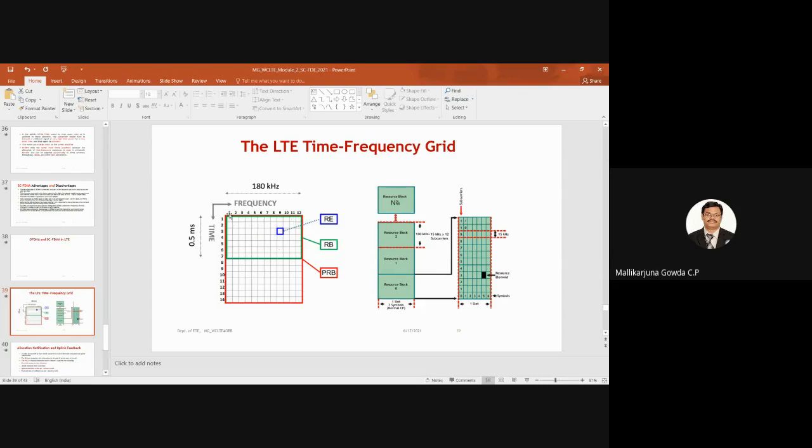And see these 14 OFDM symbols, no? In that, I said there are two slots, slot 0 and slot 1, and together they are known as the subframe. I used those terms, slot and subframe. So one subframe will have two slots. One slot duration is 0.5 milliseconds. So this is one slot, 0.5 milliseconds, and this is another slot, another 0.5 milliseconds. Together it is one subframe, and that duration is 1 millisecond. I will come back to this diagram. It is not an issue.